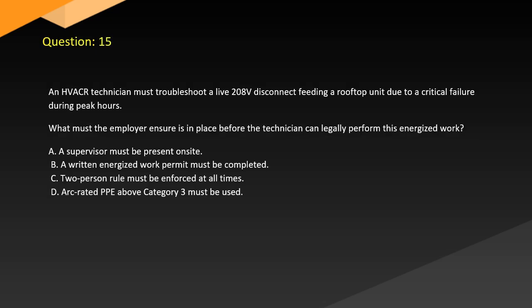Question 15. An HVACR technician must troubleshoot a live 200 amp disconnect feeding a rooftop unit due to a critical failure during peak hours. What must the employer ensure is in place before the technician can legally perform this energized work? A. A supervisor must be present on site. B. A written energized work permit must be completed. C. Two-person rule must be enforced at all times. D. Arc-rated PPE above Category 3 must be used.